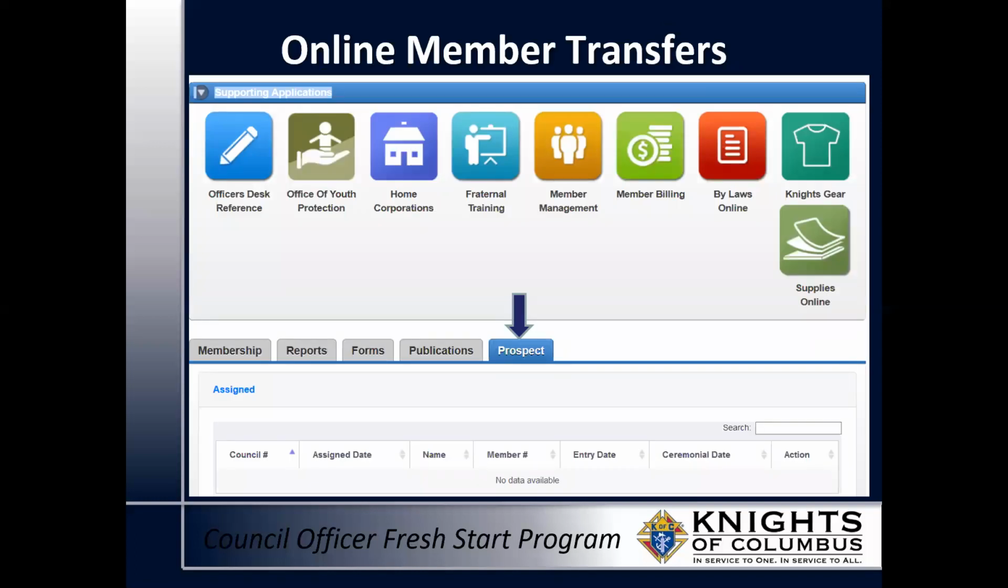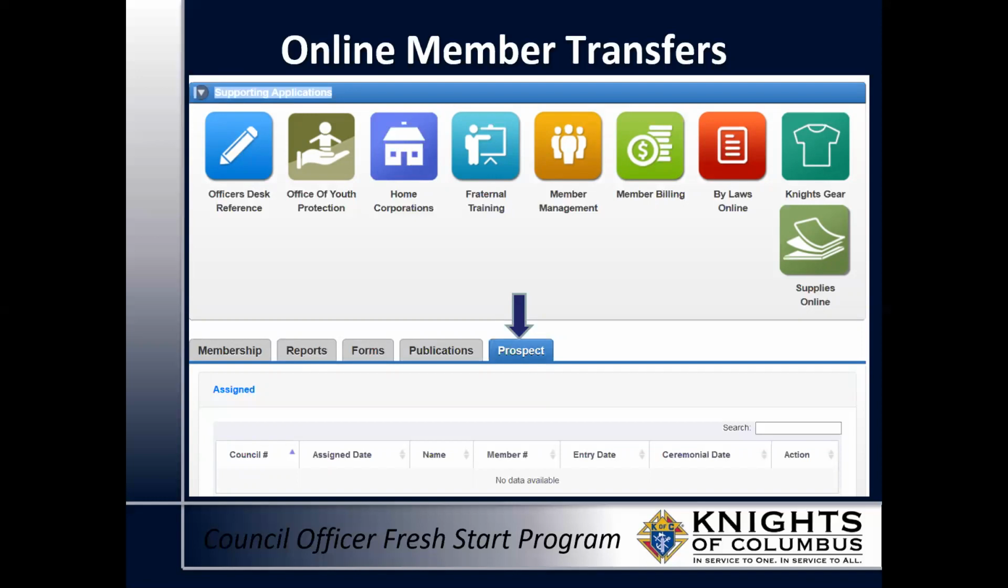Now here's a new function, a recent addition to the tasks that can be accomplished within the member management application, and that is the transfer of e-members into your council. As you know, we've been very active in our state with e-membership. So this is a way of you taking care of this in member management instead of having to send this information to Supreme.